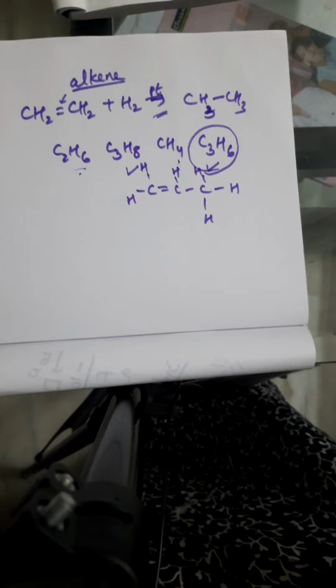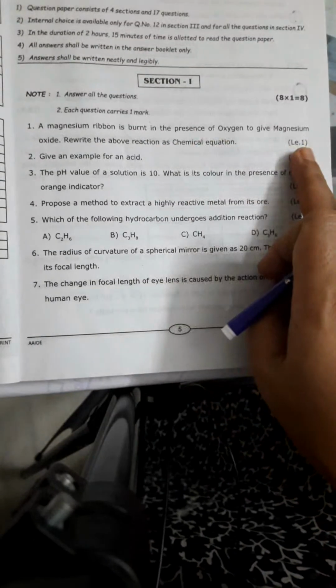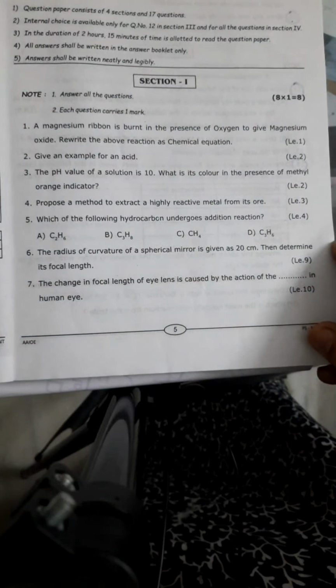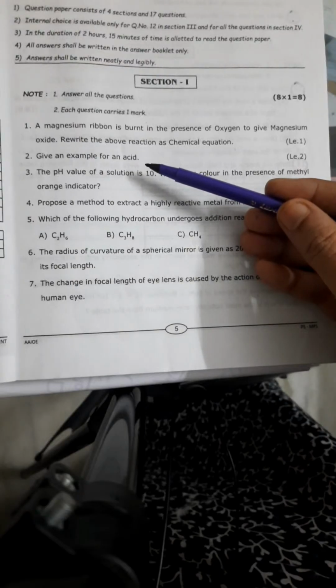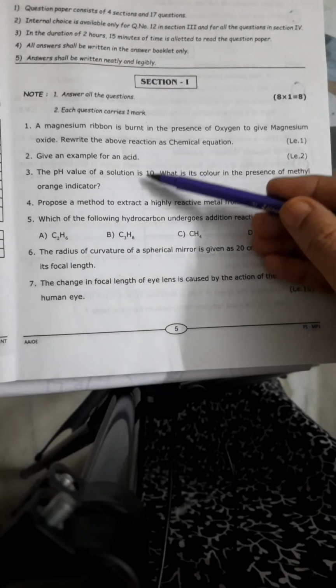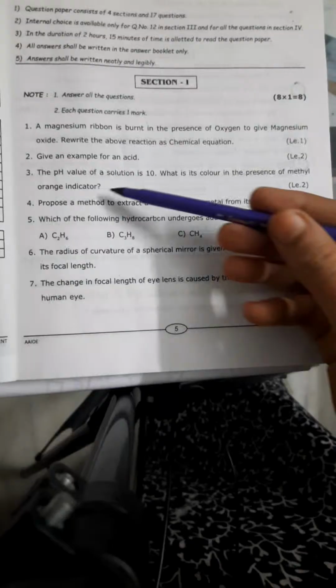Okay, this is what we completed, the 1 mark questions. Once again repeating, the first question was magnesium ribbon is burned in presence of oxygen. You need to write the chemical equation. Already you did. That is Mg plus O2 gives MgO. Second question, give an example of acid. That also we completed. Then the next one, pH value is 10. So here, as pH is 10, it is basic in nature and change of color will be yellow.